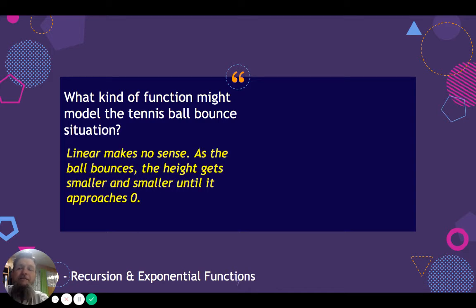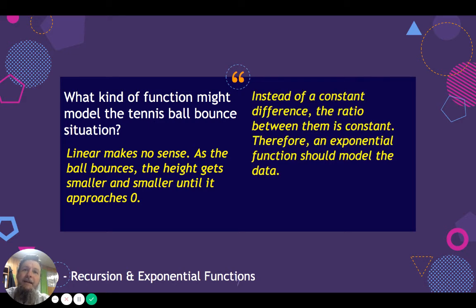Linear makes no sense, because as the ball bounces, the height gets smaller and smaller until it approaches 0. If it was linear, it would bounce the same difference every time. So in other words, you'd start at 2, then it would go to 1.9, then 1.8, then 1.7, then 1.6, then 1.5. That doesn't make any sense, does it? It's not going in a line. Instead of a constant difference, like a linear function does, the ratio between them is constant.